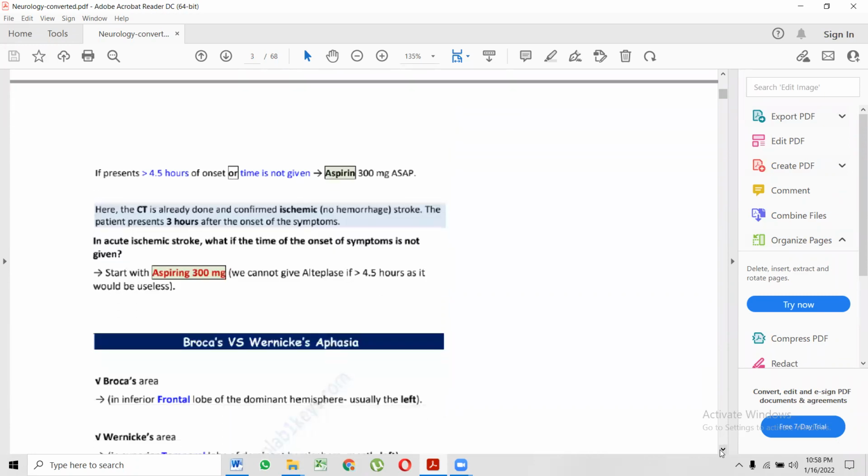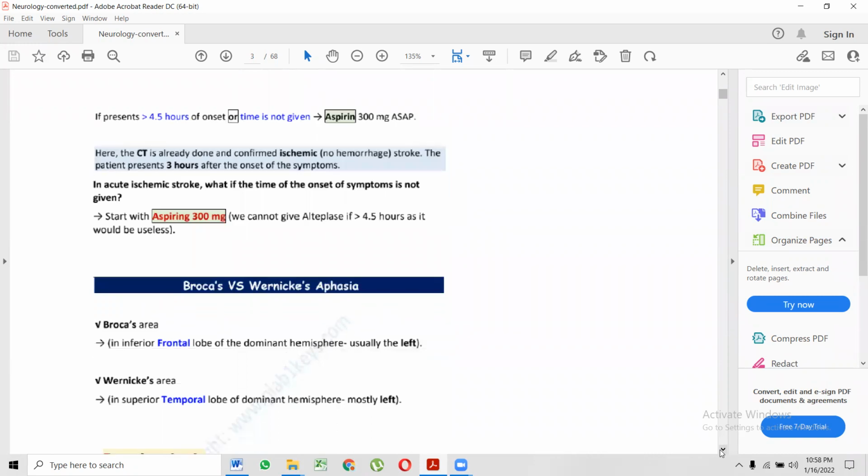So this was all about stroke and its management. Is there any question up till now?